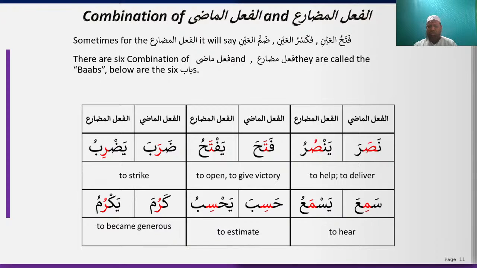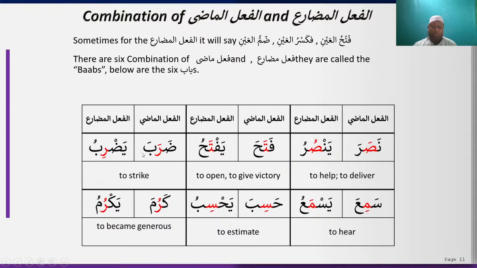الفعل الماضي نصر ينصر. Look at the عين الكلمة in فعل الماضي. The عين الكلمة in فعل الماضي has a فتحة. In فعل مضارع the عين الكلمة has a ضمة. نصر ينصر. Look at the next one. فتح يفتح. فعل ماضي has a فتحة, the عين الكلمة. In فعل مضارع the عين الكلمة also has a فتحة. The second combination, فتح يفتح.